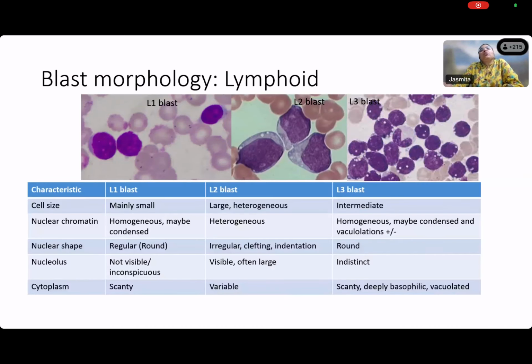Now, when we talk about blast morphology, and you will be taken through cases of acute leukemia. So when we talk about L1 blasts, they are mostly small with very condensed homogeneous kind of chromatin, and nucleoli are either not visible or very inconspicuous. L2 blasts, on the other hand, are slightly larger, heterogeneous. L3 blasts are the ones with vacuoles. So this terminology of L1, L2, L3 is no longer used, but I still thought I'd show it to you so that you at least understand what any of your faculty members mean when they talk about L1, L2, or L3.